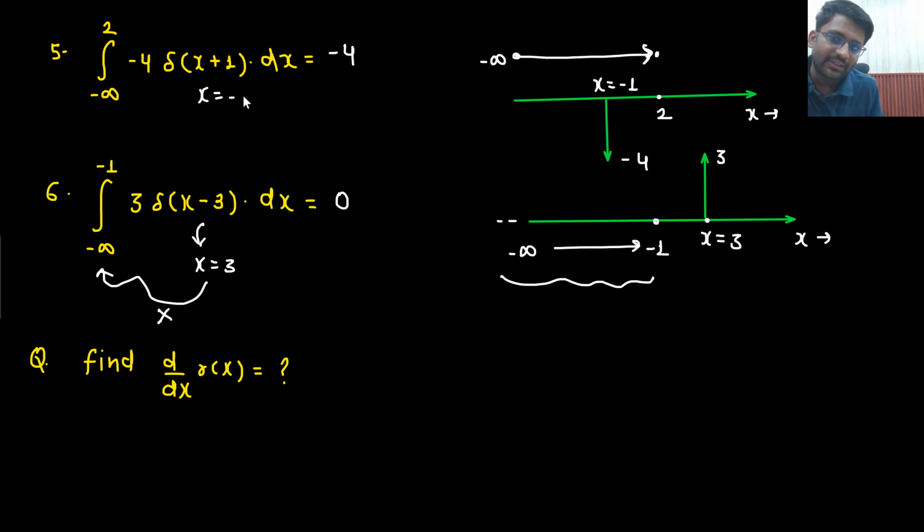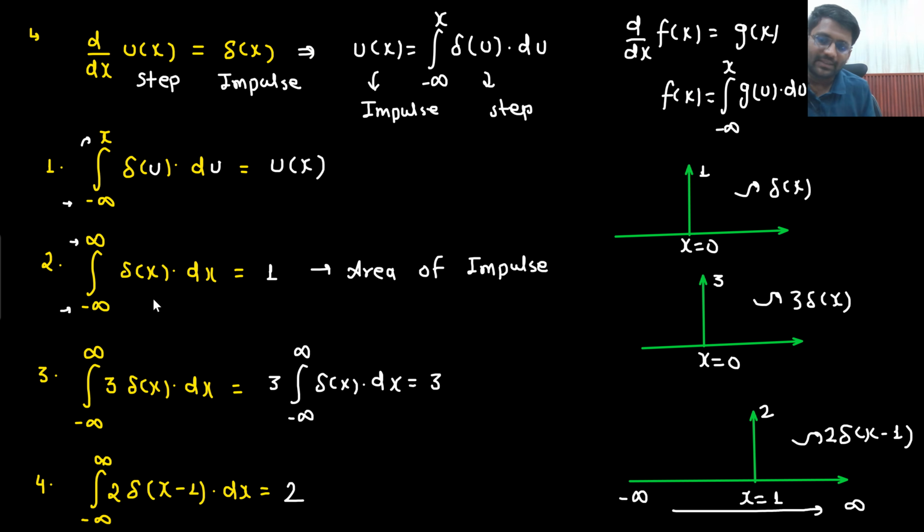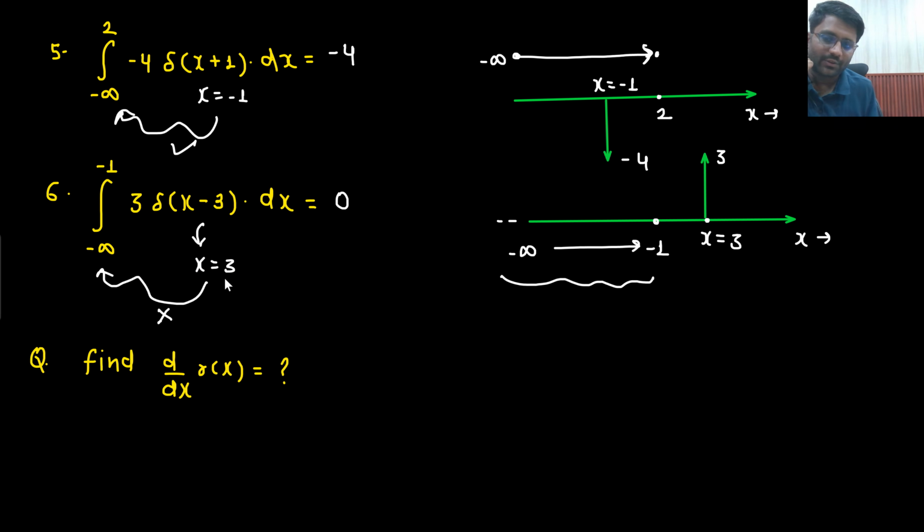Here the impulse is coming into action at x equals to minus 1. It is there in the limit? Yes, sir, it is there. Here the impulse is coming into action at x equals to 0. It is there in the limit? Yes, it is there. Impulse is coming into action at x equals to 1. It is there in the limit? Yes, it is there. So similarly, here x equals to 3. Is it there in the limit? It is not even there in the limit. You are integrating from minus infinity to minus 1 only. So what will be the answer? Answer will be 0. Is that clear to you? Okay. So this we have seen.